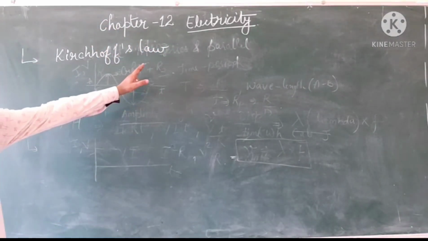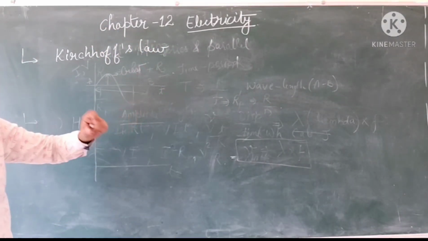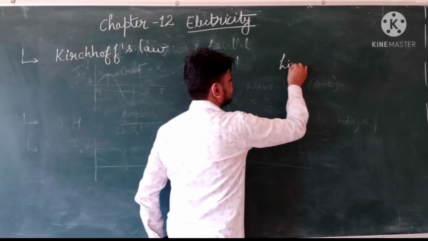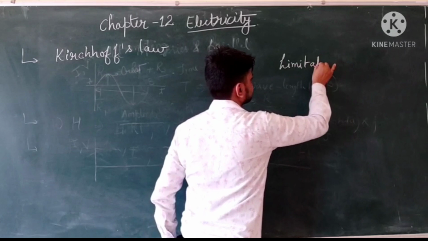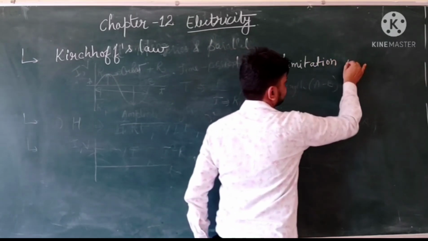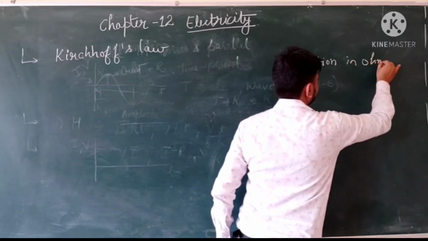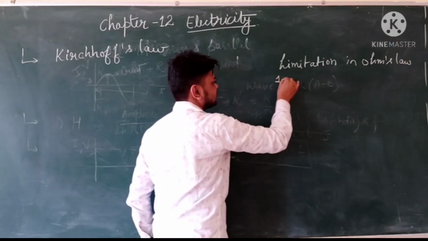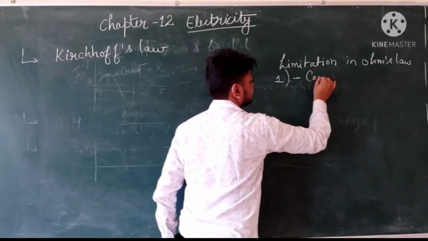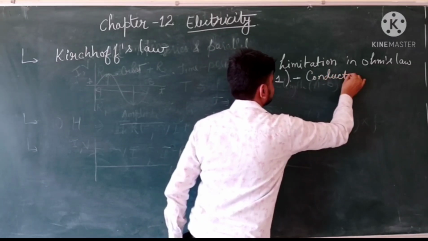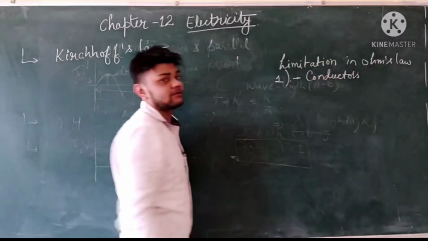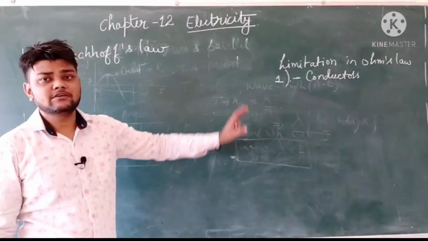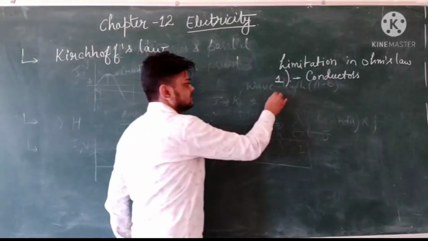The reason why we require this is because there are some limitations of Ohm's law. If I talk about limitations or restrictions in Ohm's law, I have multiple boundaries. Number one, it only works for conductors. It is not applicable for resistors or semiconductors. So that is one of the limitations that I have.